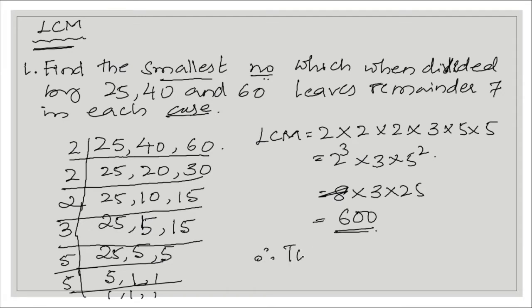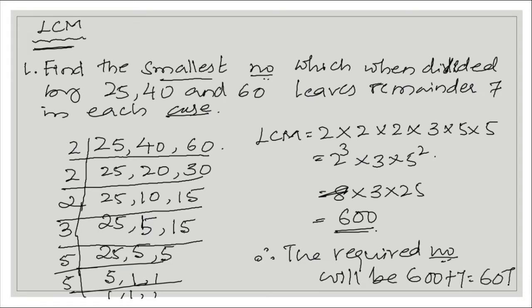Therefore, the required number will be 600 plus 7, 607. So 607 is the least number. When divided by 25 it will leave remainder 7. When divided by 40 it also leaves remainder 7. And when divided by 60, it leaves remainder 7. Let's see the next question.